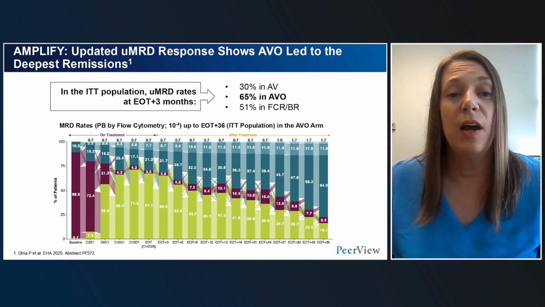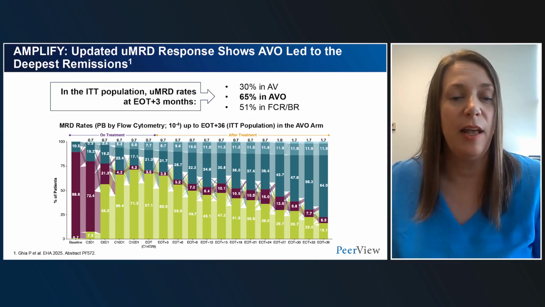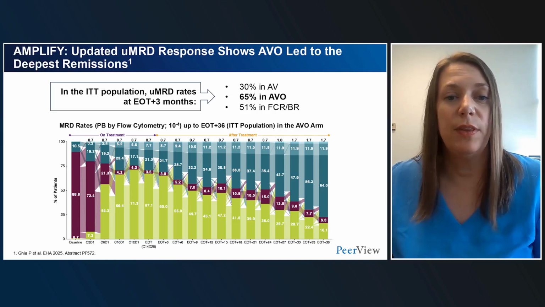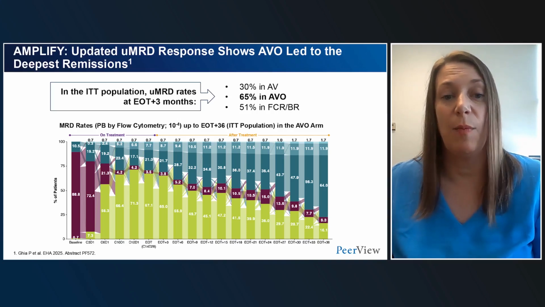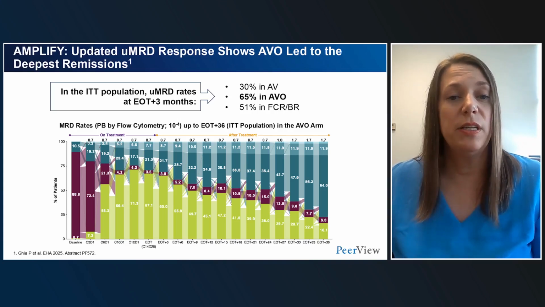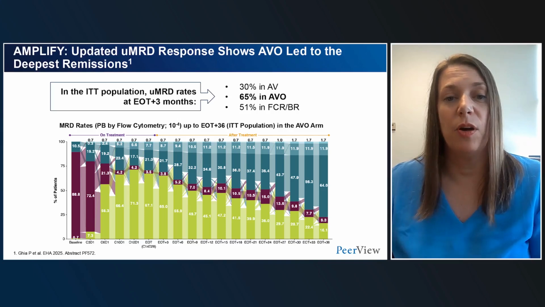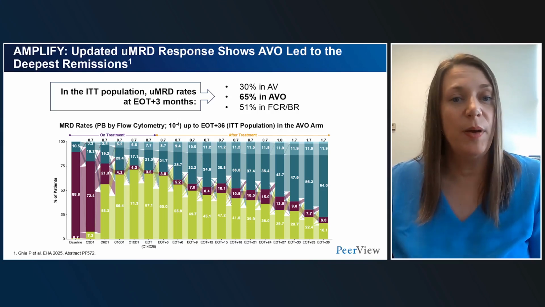One thing that was quite different in terms of the two combination acalabrutinib regimens was minimal residual disease at the end of therapy, where for patients treated with the triplet, acalabrutinib, venetoclax, obinutuzumab, 65% achieved undetectable minimal residual disease, whereas for acalabrutinib plus venetoclax itself, only 30% of people achieved undetectable MRD.